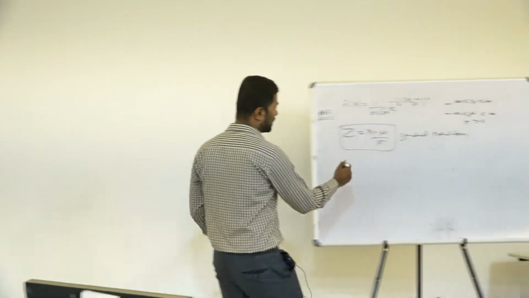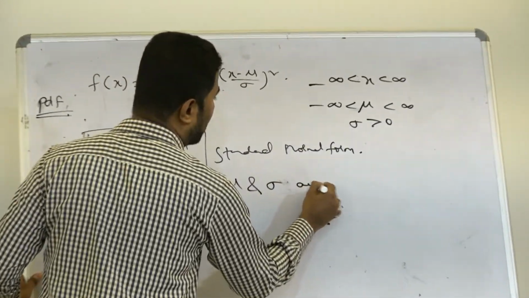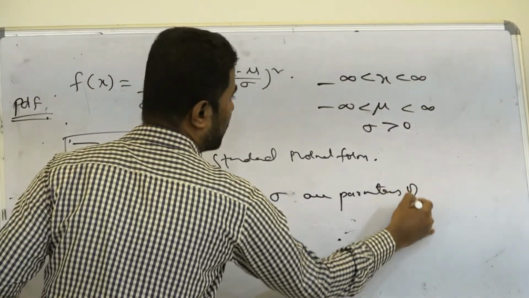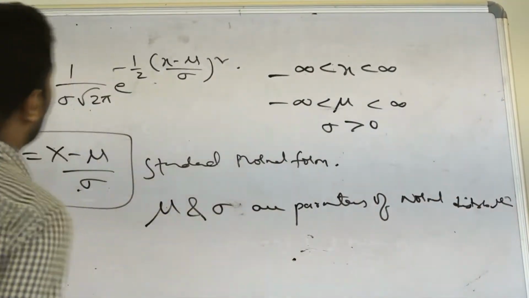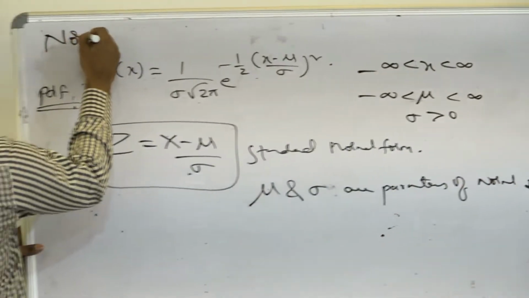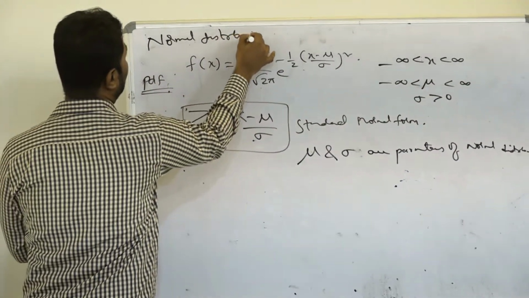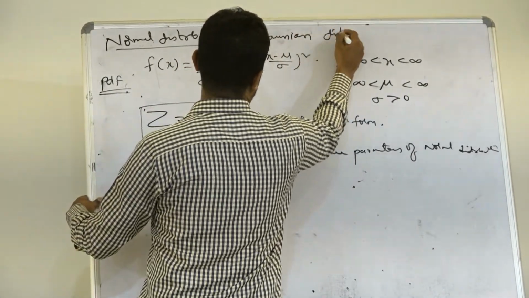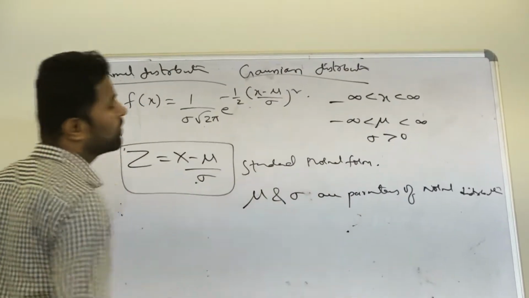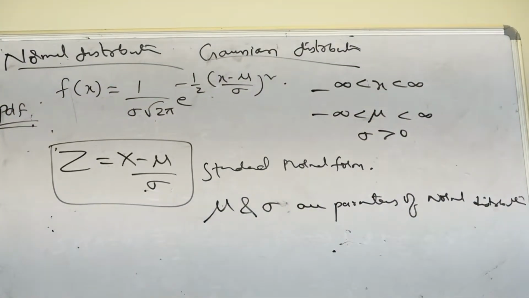Z is equal to x minus mu by sigma. Here mu and sigma are parameters of the normal distribution. This is also called the Gaussian distribution. Don't get confused. Sometimes it is also given as Gaussian distribution. Normal distribution or Gaussian distribution.